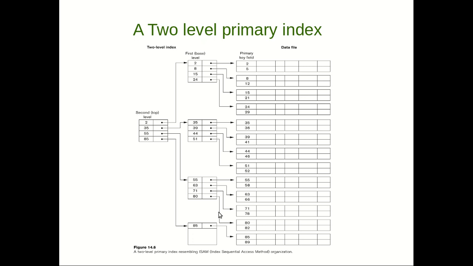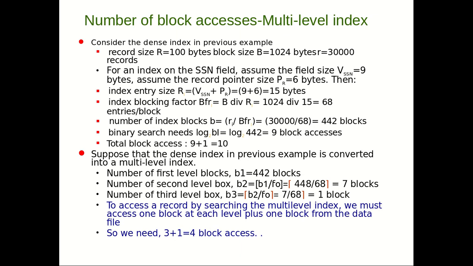By creating more than one level of indexes, you can reduce the number of block accesses. Okay, now we will see with an example how this works. Number of block accesses of a multi-level index. Consider this case. This case is our previous secondary index creation. For this secondary index, we are going to create a multi-level index.